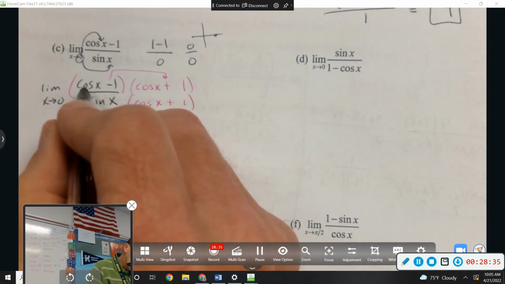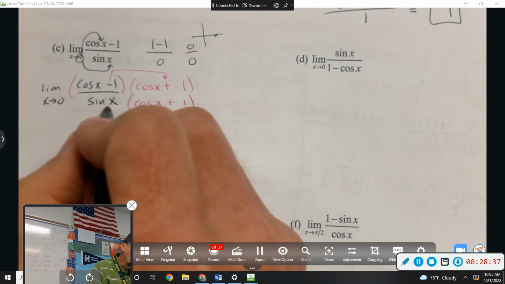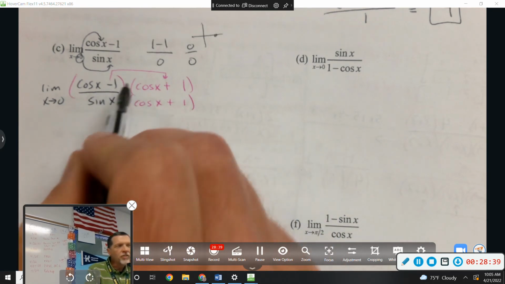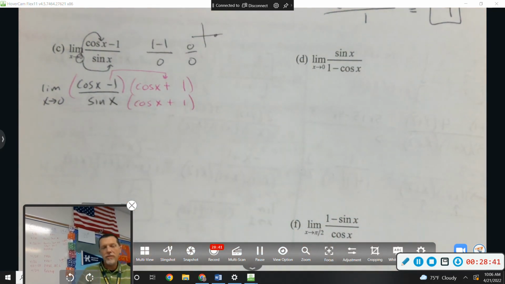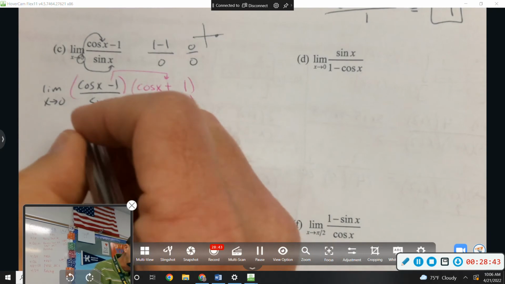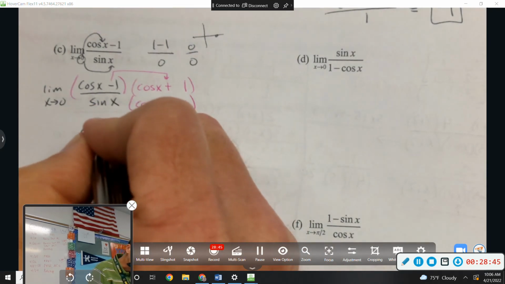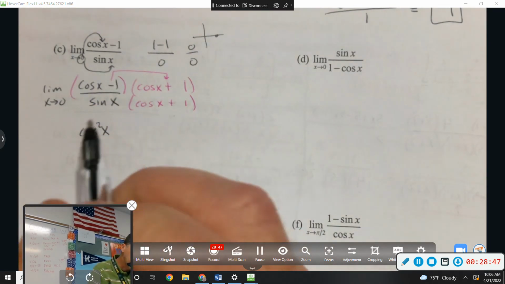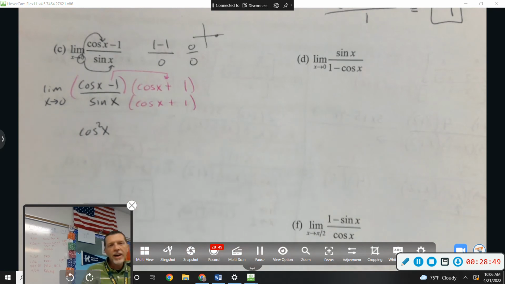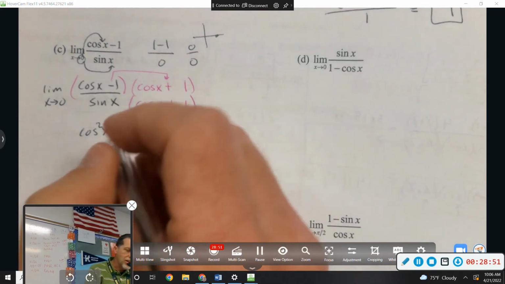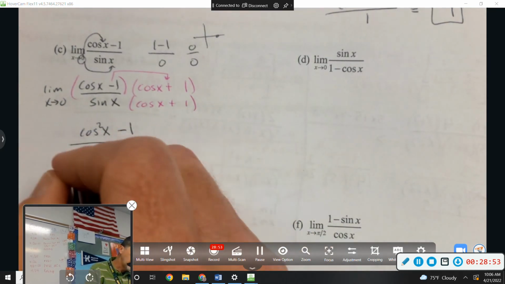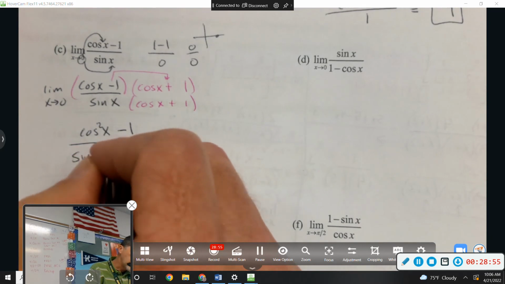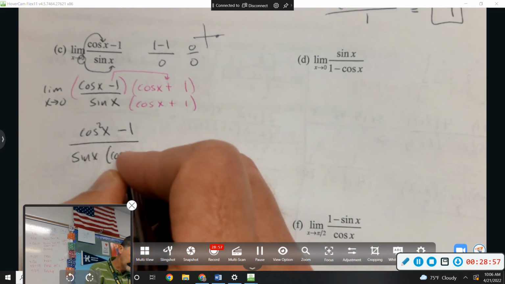So we're foiling the top. We're going to leave the bottom alone, right? Whichever the conjugate is, that's the one we multiply first, and then we leave the other one alone and hope something works out. Cosine squared x. The O and the I of FOIL always cancel out. Minus 1 over sine of x times cosine of x plus 1.